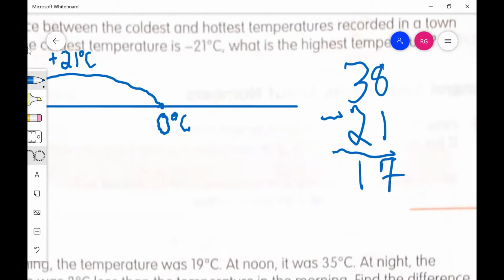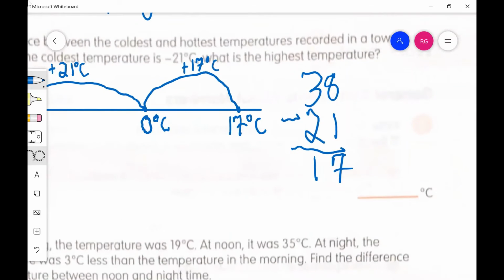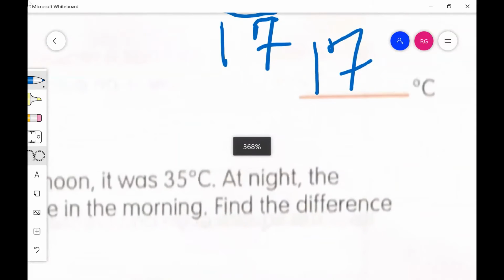Is that the answer? I think so. Yeah, I think so too. So it should be 17 degrees Celsius there, okay? So do a little arc, and you can write plus 17 degrees Celsius if you would like. And that's almost finished. We just need to write the answer now. So let me write 17 degrees Celsius, okay? Make sure you got that there for your answer.